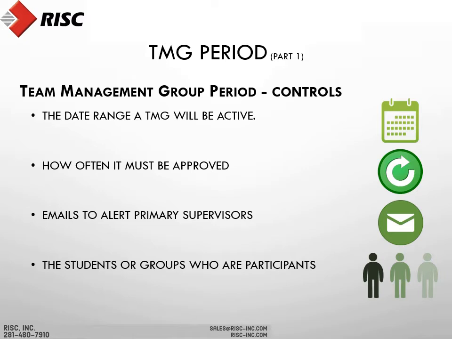You then set how often it must be approved. If using an open period, you can, for example, require that it be reviewed and approved annually. If you define an end date, you may choose to only require one approval without the need for a frequency. Next, you'll set when emails start to alert primary supervisors that an approval is pending and how often they should receive a note. For example, you may start the email alerts 1 month prior to the approval date and then send them weekly until the approval is submitted. Finally, the TMG period is used to define the students or student groups that will be in the participant pool.